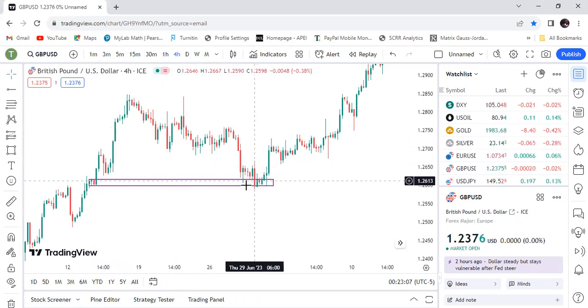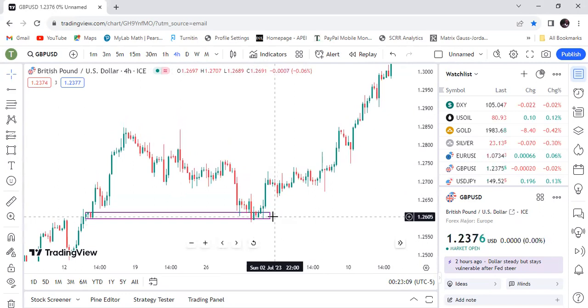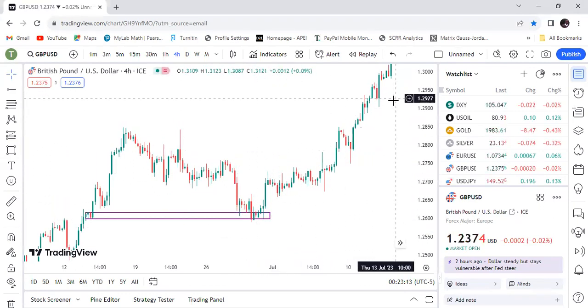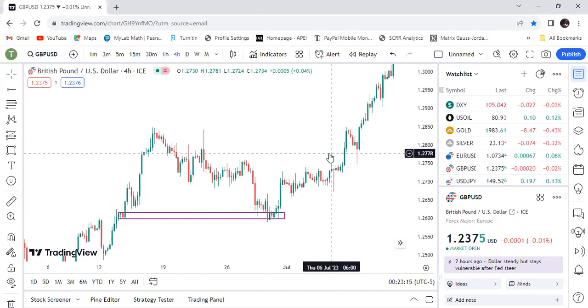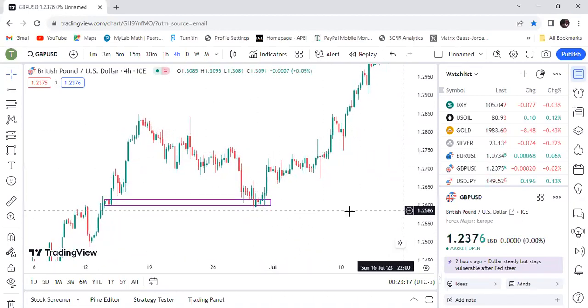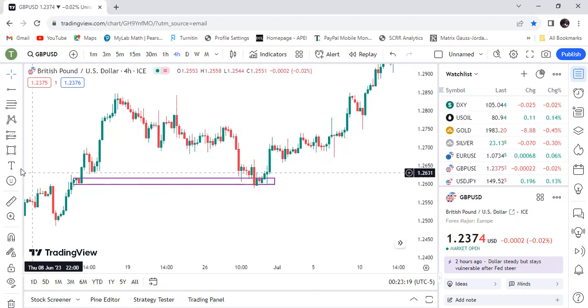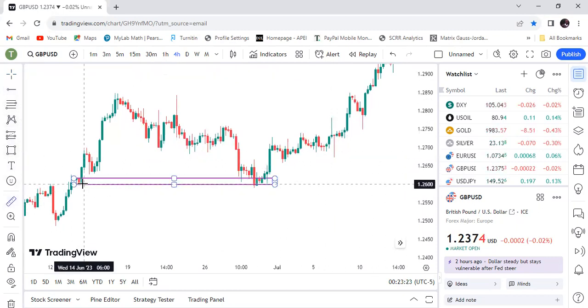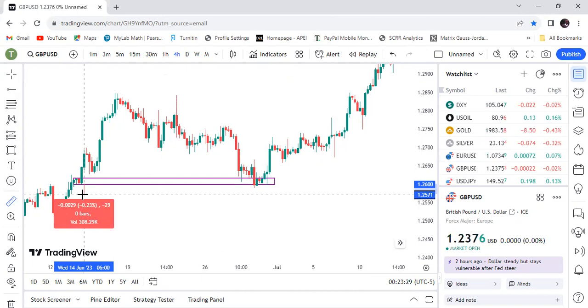Then it came back to this region, and you can see after the price reached this region, the reaction. There was a big buy. So this is the region that we want to mark. Remember, we said that our stop loss should be slightly about 20 pips from this region. This is GBP/USD, so this is the area that we want to set our stop loss.